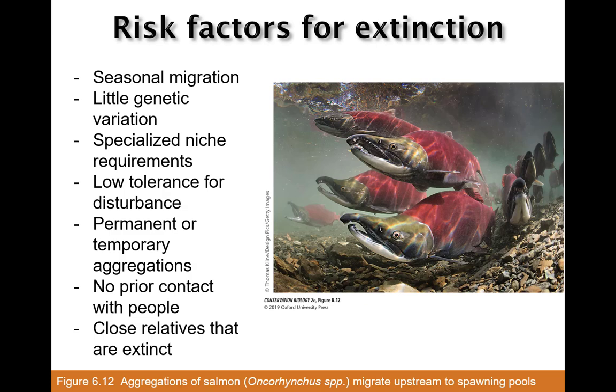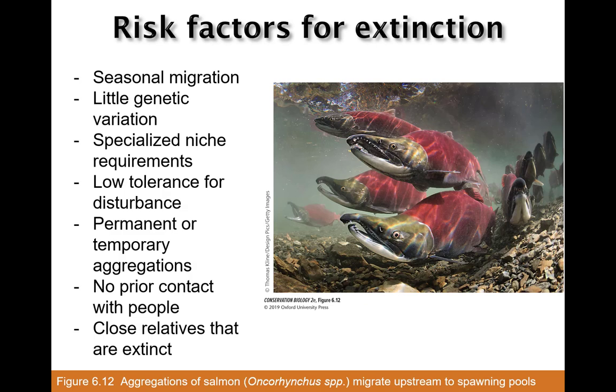Low tolerance for disturbance: some species of plant and animal don't really adapt well to disturbance. Salmon are an example. If we disturb the gravel beds, the spawning beds that they use, they can obviously be impacted. Permanent or temporary aggregations: what we mean by that is a species that either constantly stays together throughout the whole year, or temporarily aggregates and gets together for part of a year. So think of caribou. They have their seasonal migrations where they tend to group up, and then for mating or for calving.